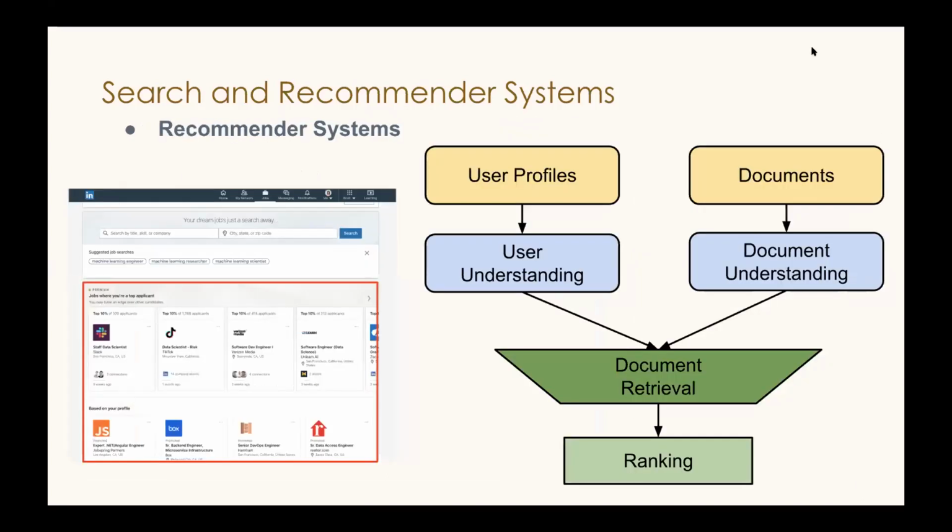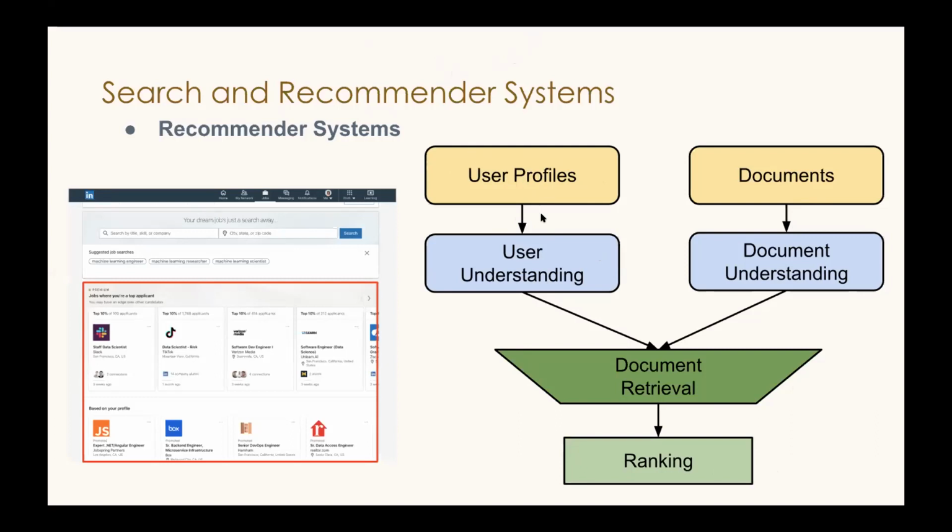Now let's take a look at recommender systems. Again, on the left side is a screenshot of job recommendation at LinkedIn. And on the right side is the high-level structure. You see that in recommender systems, we no longer have user queries, but instead we have user profiles. We try to understand the user profile, then match relevant documents to this user. This process again follows document retrieval, followed by ranking. Now, with this brief introduction, can you tell what's the major difference between search and recommender systems?